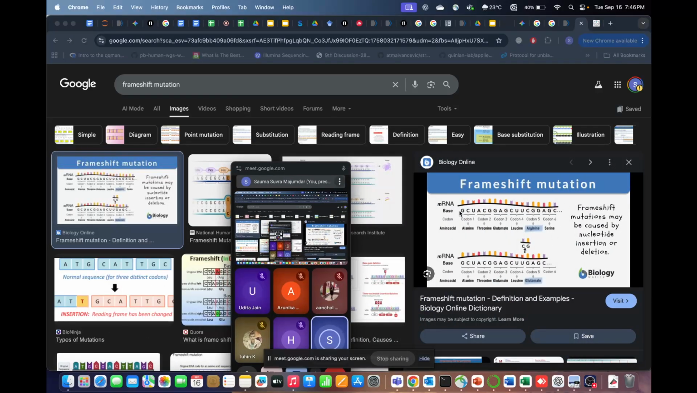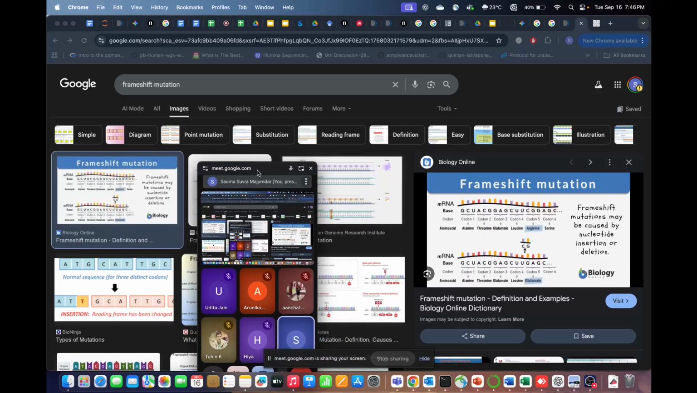Yeah, so you have codons, right? So this is your mRNA, and each of the 3 base pairs will constitute a codon, which will be translated into an amino acid, right? But if you delete, say for example, the first base, the frame shifts. So now the first codon won't be GCU, it will be CUA. The next codon won't be ACG, it will be CGG.